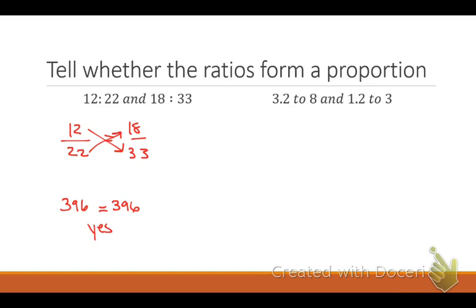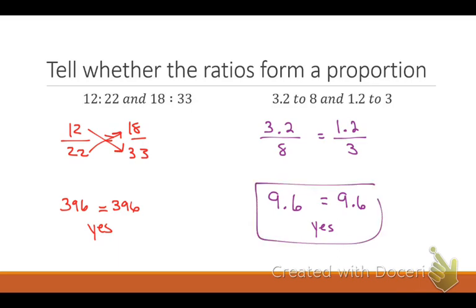Now on the second one, these are decimals. 3.2 over 8 equals 1.2 over 3. So 8 times 1.2, what did you get? 9.6. Yep, 9.6. And 3.2 times 3? 9.6 again, and it's yes. So it actually was yes on both. But if they're not the same number, the answer would just be no.